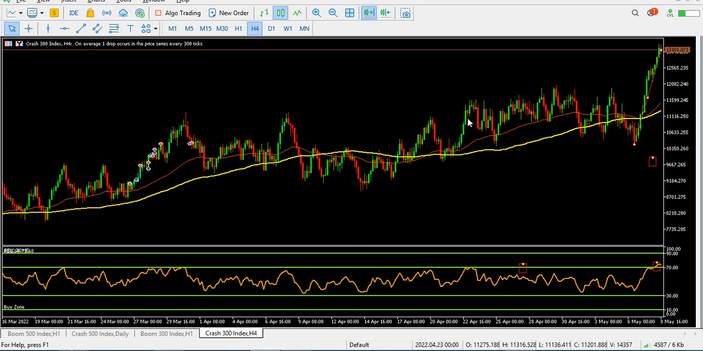So this is a very effective method that I've been using to trade Boom and Crash, and it has been wonderful. The other things you need to be careful of are risk management and patience.